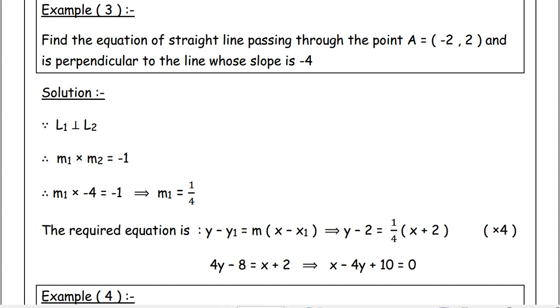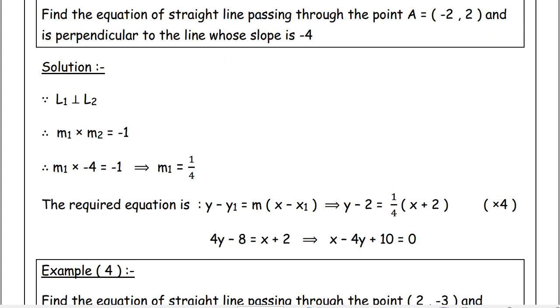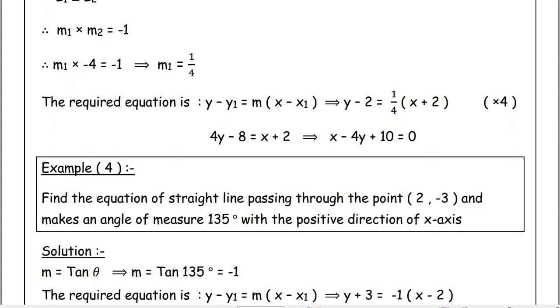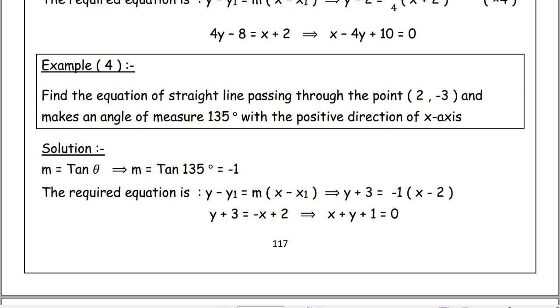Let's go to the next example. Find the equation of the straight line passing through the point (2, -3) and making an angle of measure 135 degrees with the positive direction of the x-axis. Solution. First, how can we get the slope? As we said before, we can get the slope from theta. What is theta? Theta is the angle included between the straight line and the positive direction of the x-axis. If you have theta, the slope of this straight line is tan theta.